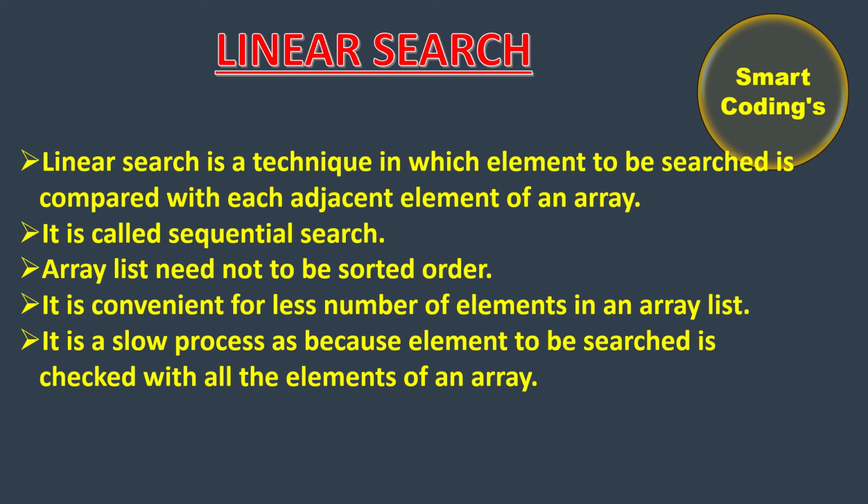Linear search, these are points to keep in mind. It is also called sequential search. It is a technique where an element to be searched is checked with each element of an array list. It is not convenient for a big array list. It is a slow process because the element to be searched is checked with all the elements of an array. An array list need not be in sorted order. These are the basic few points regarding linear search. Now let's move on to the next topic.